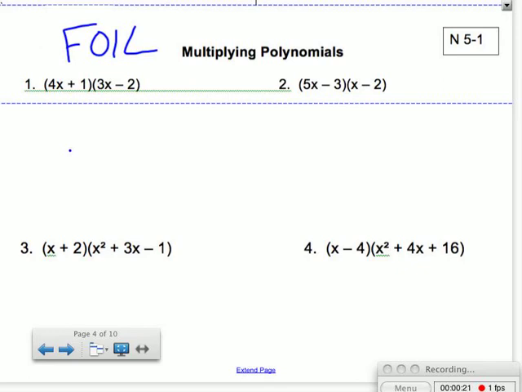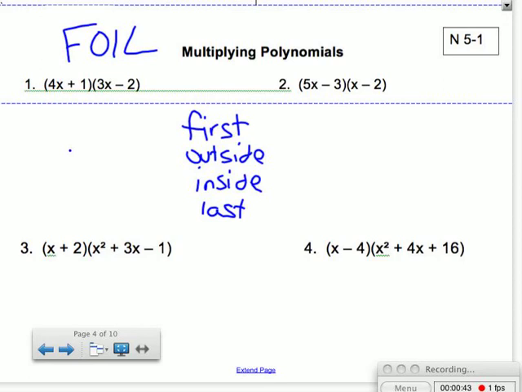Remember that FOIL is how we remember how to multiply these polynomials, and what it stands for is first, outside, inside, last. And so what that means is when you're multiplying two brackets like this and they each have two terms, the first thing you're going to do is multiply the first two terms.